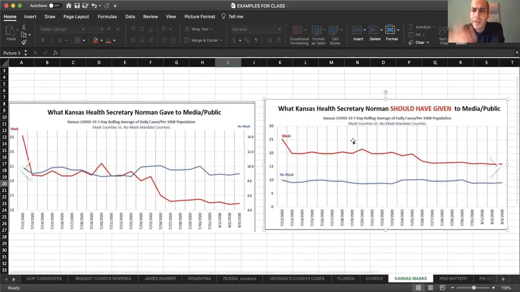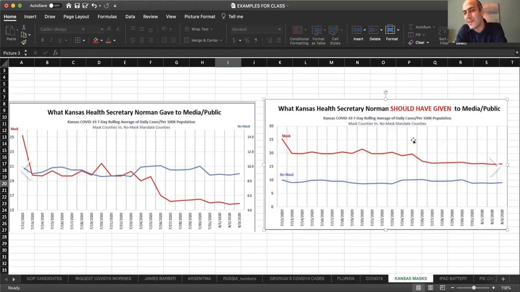So actually now we put them on the same y-axis, and you can see this is the mask wearing mandate, the counties where masks say yes, this is the kind of trend, and in no mask, this is the kind of trend. So the one on the right is a better graph. But of course, you might say, well, what's happening here?